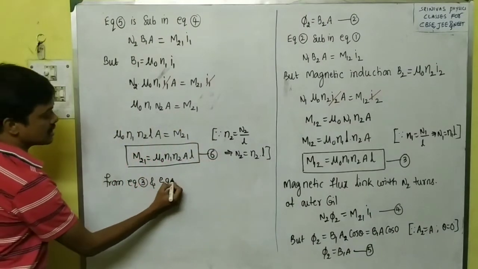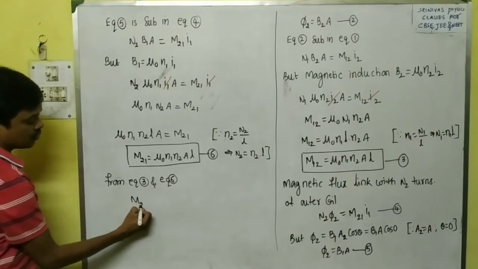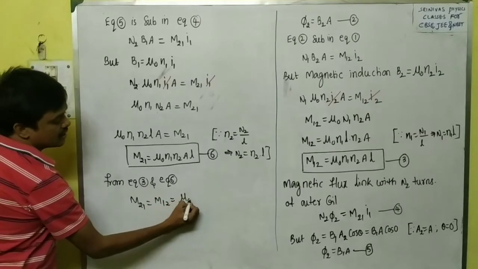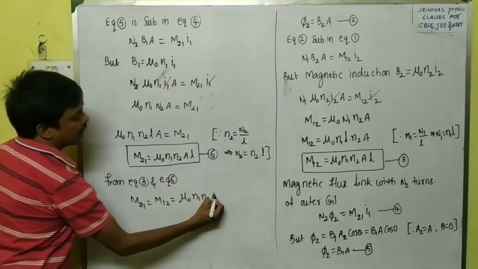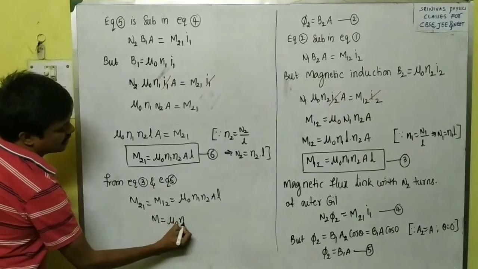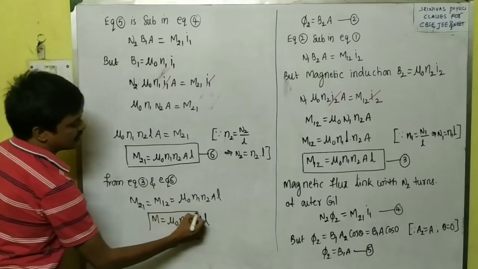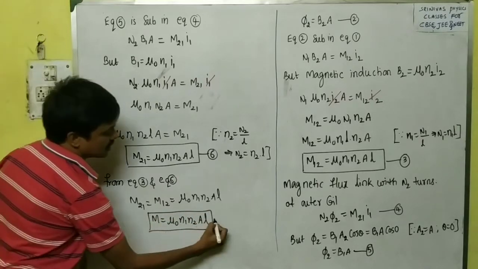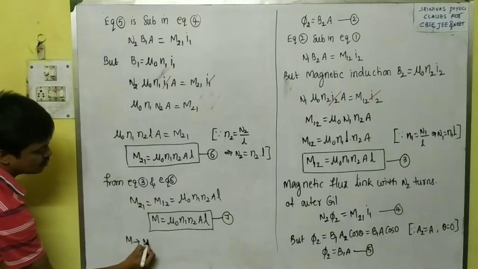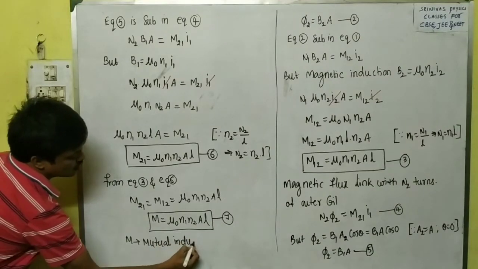Equation 3 and equation 6. What we write? The mutual inductance in the second coil due to first coil, or the mutual inductance in the first coil due to second coil, is the same. That is mu naught N1 N2 AL. And this we can simply write M is equal to mu naught N1 N2 AL. This is the mutual inductance between the two coaxial solenoids. This is equation 7. In this, capital M is called the mutual inductance between two coaxial solenoids.